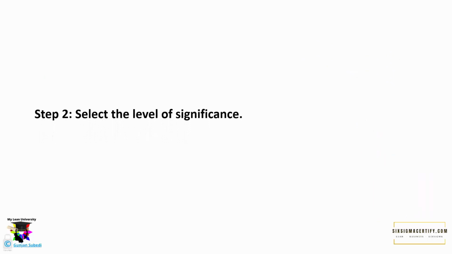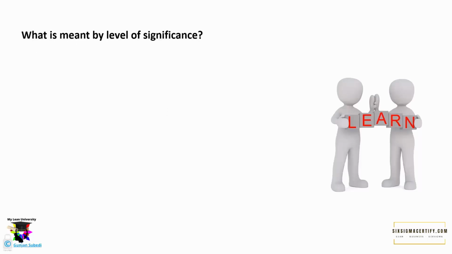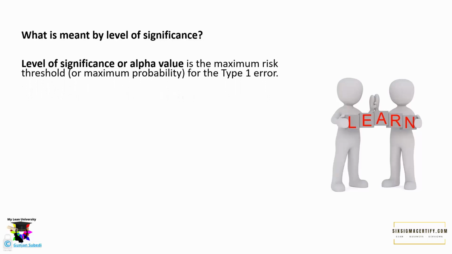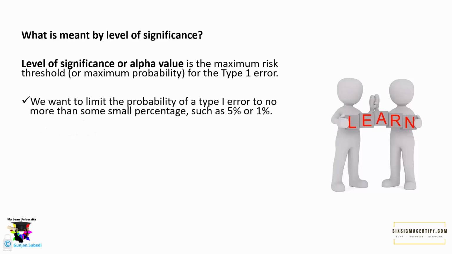The next step of the hypothesis test is the selection of the level of significance. So what is meant by the level of significance? Level of significance, or alpha value, is the maximum risk threshold or maximum probability for making the type 1 error. We want to limit the probability of type 1 error to no more than some small percentage, such as 5% or 1%, which is the alpha value.